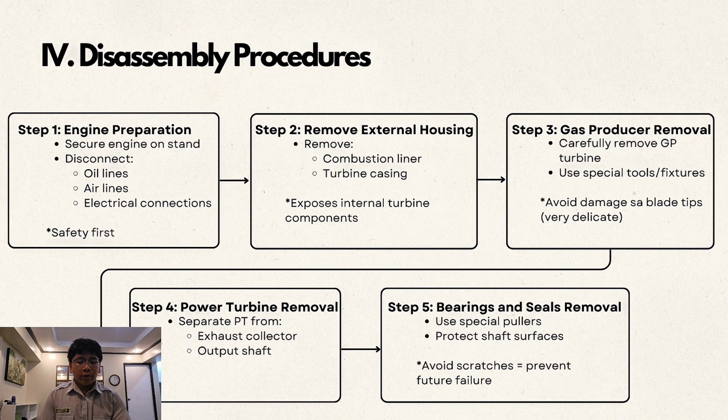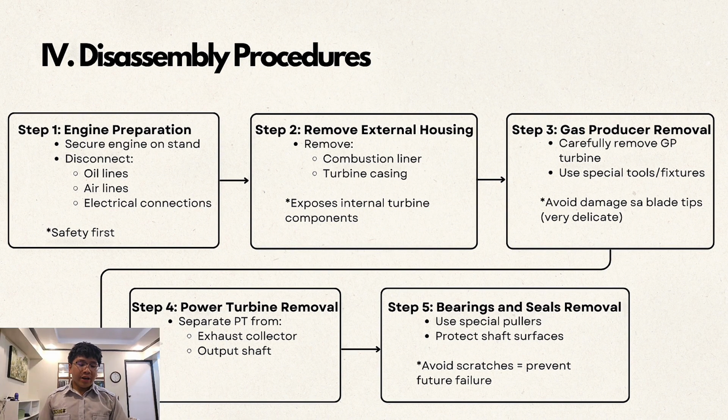Moving on to step 4. Power turbine removal. After the gas producer is removed, we proceed to the power turbine. The power turbine is separated from the exhaust collector and the output shaft. This step requires precise handling to avoid misalignment or damage to the shaft. Proper support tools are used to ensure the turbine is removed smoothly without applying unnecessary force.